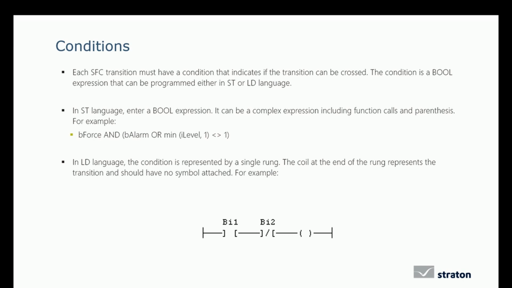In LD language, the condition is represented by a single rung. The coil at the end of the rung represents the transition and should have no symbol attached. For example, the rung below with the coil that has no symbol attached.